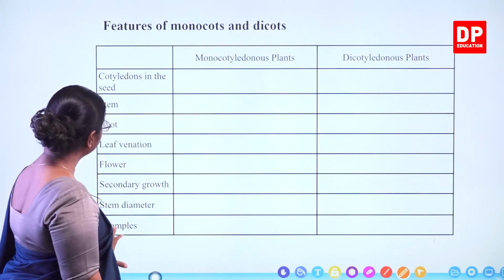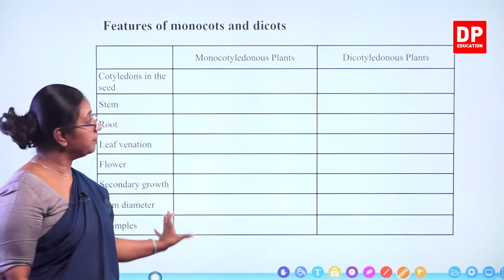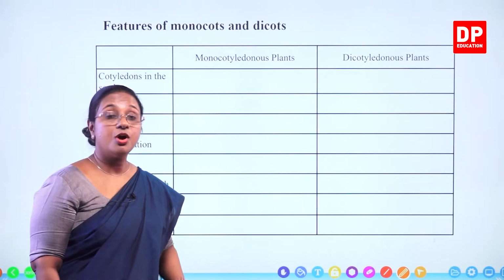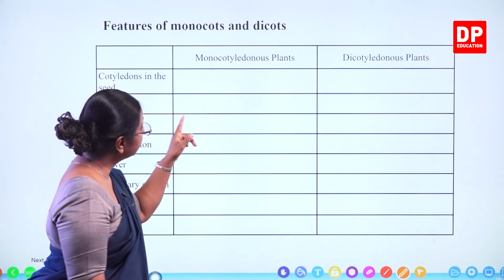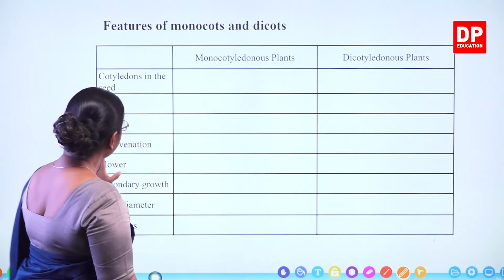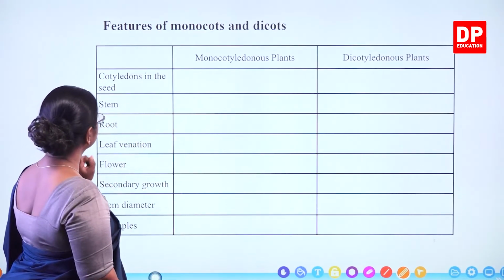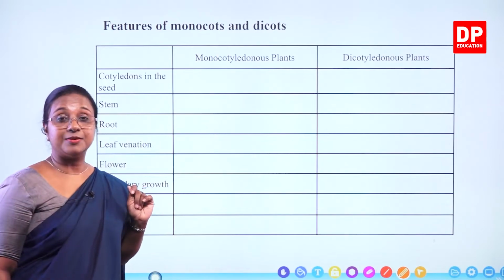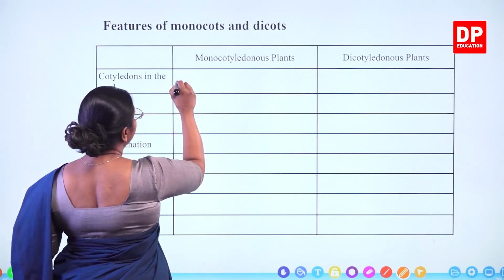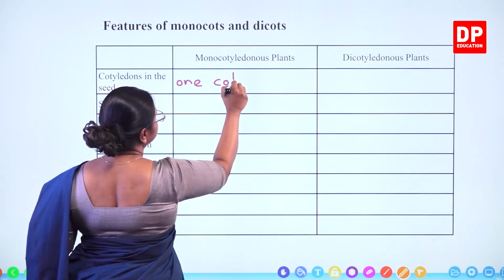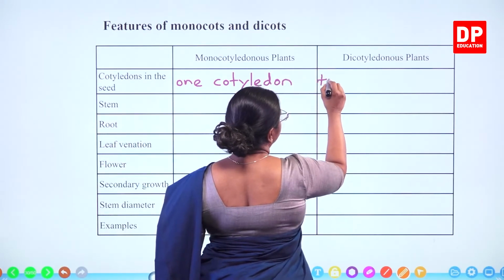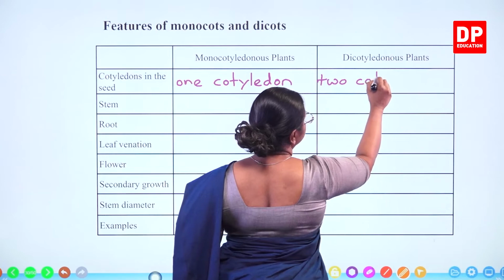So here I have tabulated the features in the first column. Then we have the monocotyledonous plants and dicotyledonous plants. Or you can remember monocotyledonate plants and dicotyledonate plants. So under that, if we look at the first feature, cotyledons in the seed. How many cotyledons are there? In monocots, there is only one cotyledon. In dicots, there are two cotyledons.